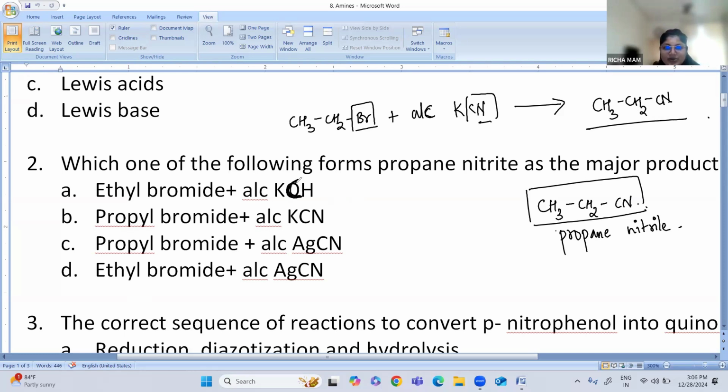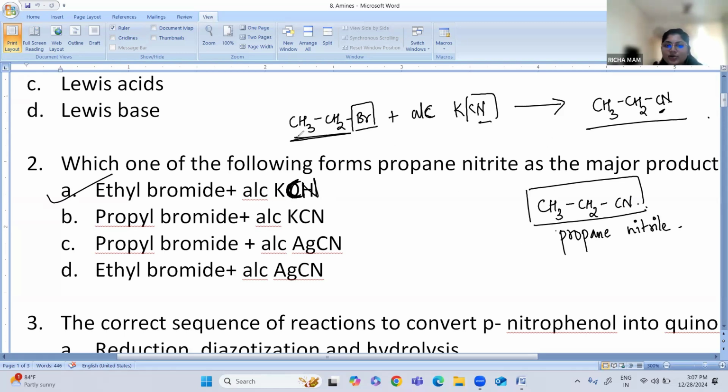CN it should be. Okay, this is KCN. So option number A, ethyl bromide plus alcoholic KCN. When ethyl bromide reacts with alcoholic KCN, what are you going to get? You are going to get propane nitrile. One carbon extra. So this is a one step higher reaction. You are going to get a higher nitrile here, right?